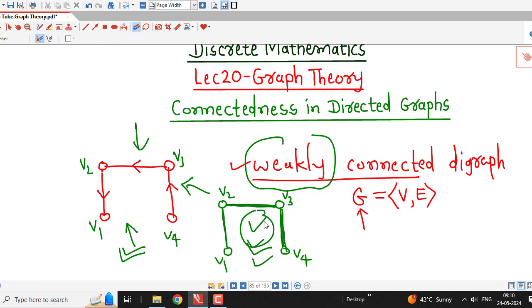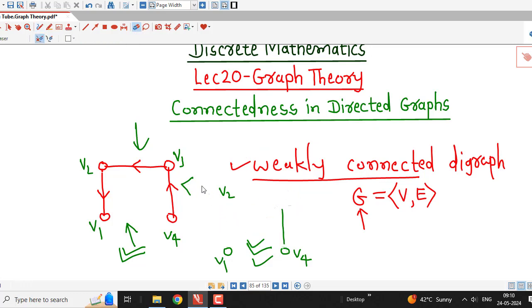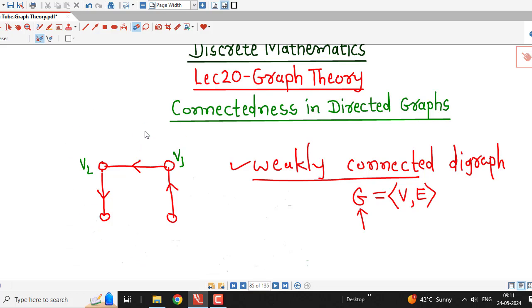So a directed graph is said to be weakly connected digraph if the underlying undirected graph is connected when the directions of edges are neglected. That is the meaning of weakly connected directed graph. Now once you understand weakly connected directed graph, we have another definition which is called unilaterally connected directed graph.